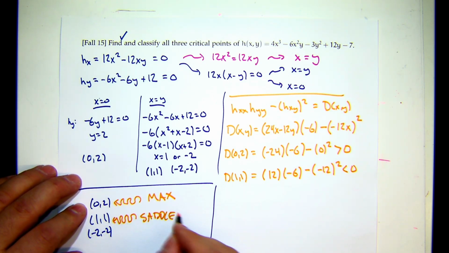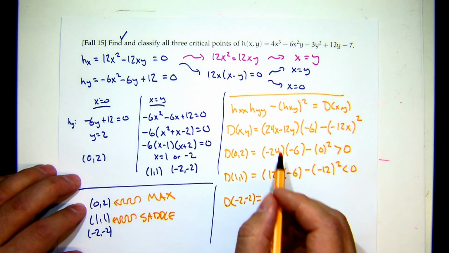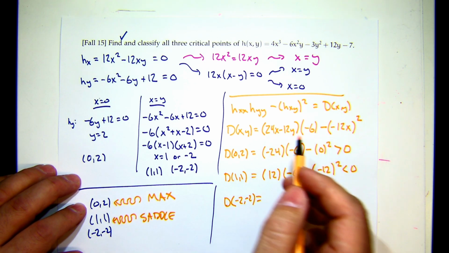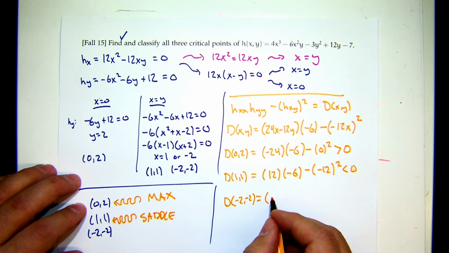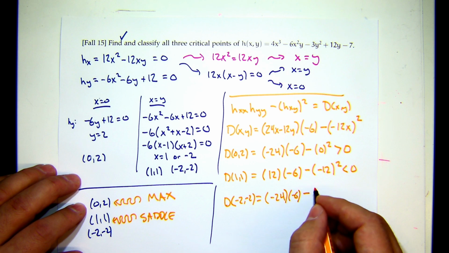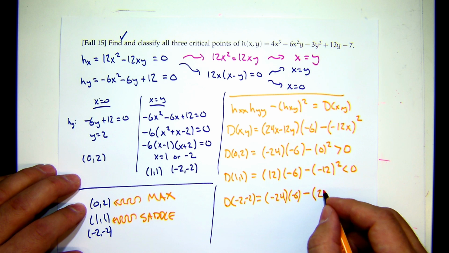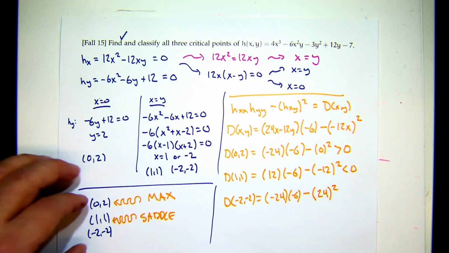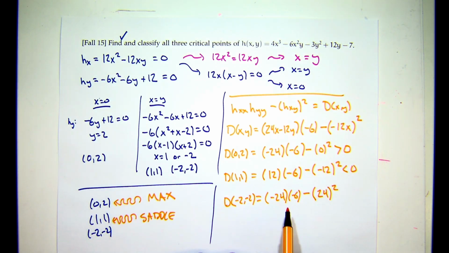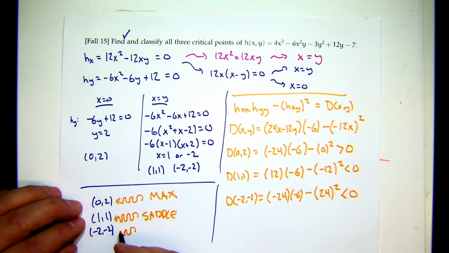And I know I'm just a little bit over it, but let's finish this. Finally, (negative 2, negative 2). If I plug in negative 2, negative 2, that'd be negative 48 plus 24, which is negative 24. Times negative 6 minus, okay, then it's negative 12 times 2, that's 24 squared. Negative 24 times negative 6 is a big number, but not as big as that number. So this is negative, and so this is also a saddle.